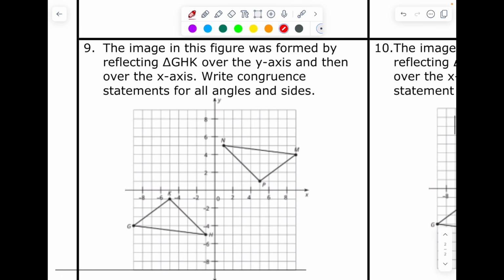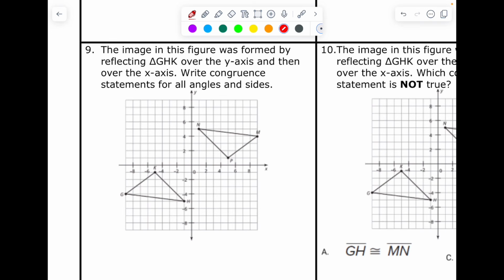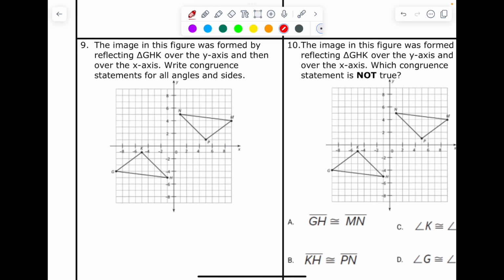Number 9, the image in this figure was formed by reflecting triangle GHK over the y-axis and then over the x-axis. Write a congruence statement for all. So it doesn't really matter what the transformation was. We just know that there are symmetries, meaning the shape didn't change, the size didn't change. So, actually, it kind of does matter, because we need to figure out which parts are the same.